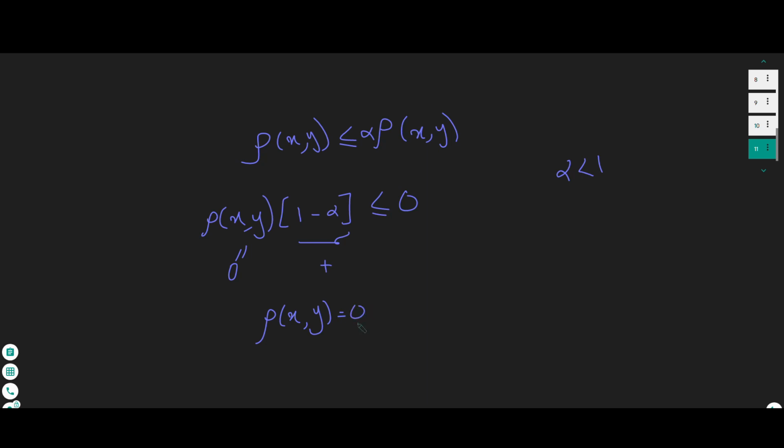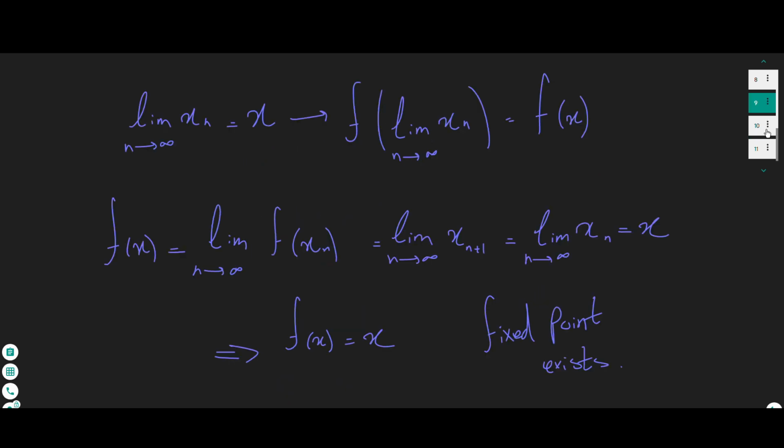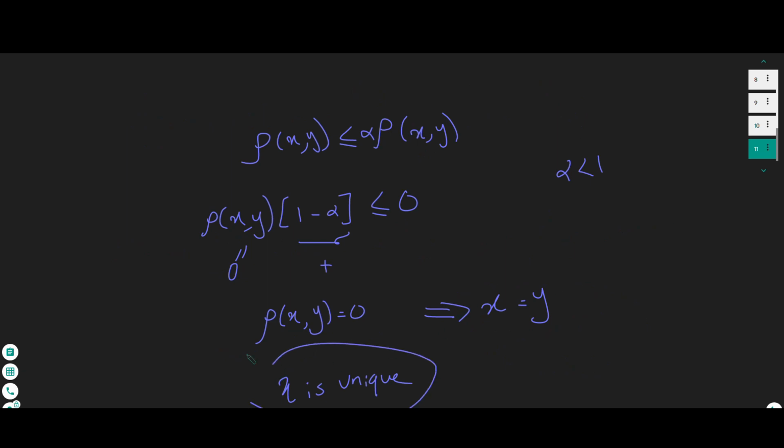But one of the important characteristics of the distance functions on metric spaces is that they only equal 0 if the arguments are the same. This means x must be equal to y, which means they're the same point. If they're the same point, that means there's only one fixed point. Therefore, the fixed point is unique. X is unique. All right? So we proved that the fixed point exists, first of all. Then we proved that it's unique. All right? So that concludes the video.